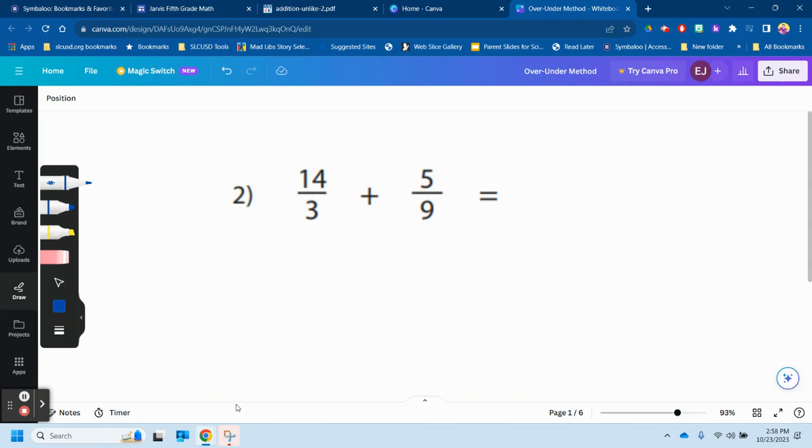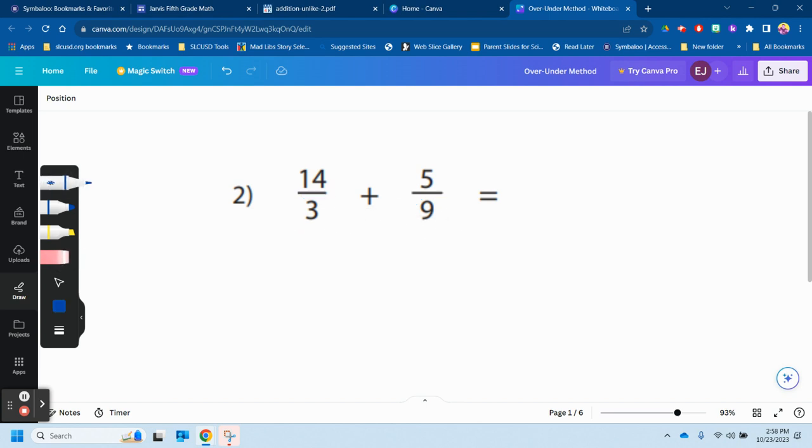Hey, this is Mr. Jarvis with Homework Help for October 23rd, and we're looking at adding unlike fractions. By unlike, they have different denominators, and the denominator is how many pieces would equal one whole. We have to be dealing with the same sized pieces to add equally and be equitable in this.